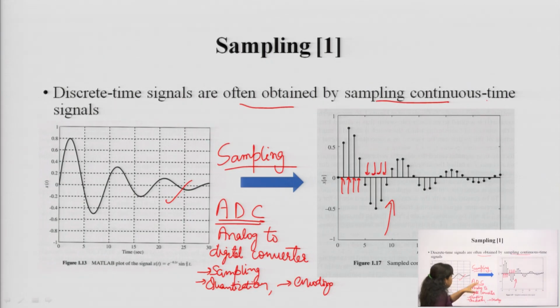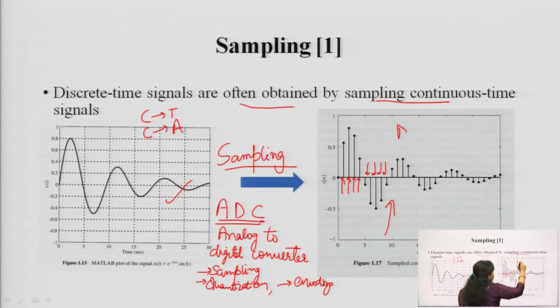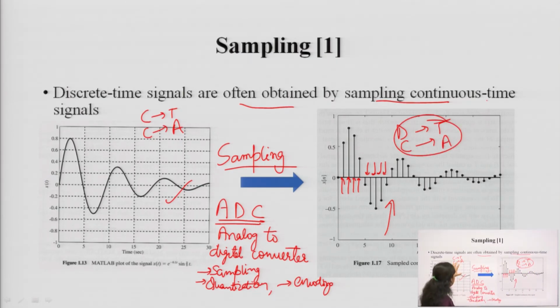Sampling is the first step, which has converted the continuous time, continuous amplitude signal into a discrete time, continuous amplitude signal. So, this is the sampled continuous time signal. This is a MATLAB plot of the signal as an example. We have seen over here that it has values extending from minus 0.5 to 0.8. The minimum value is minus 0.5 and the maximum value is 0.8. So, this is the sampled version.